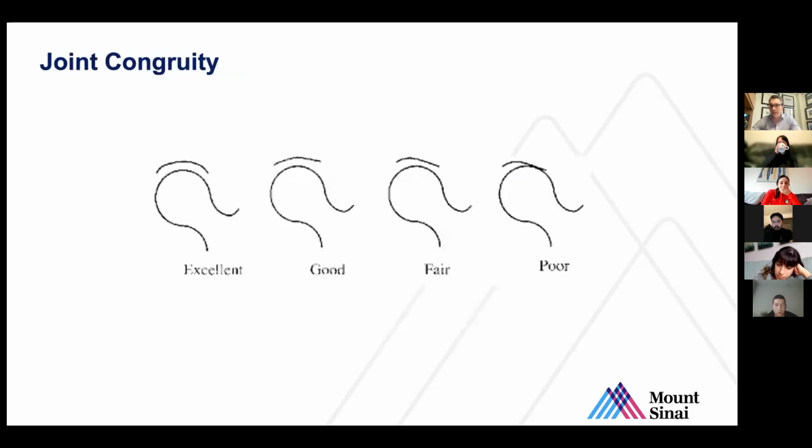Joint congruity. Yasunaga is the Dr. Parisian, am I saying your name right? Sorry, Parisian, yeah. That's the American way, the French way is Parisien, but you know.